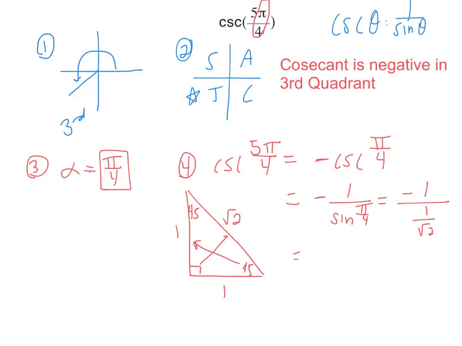So we have negative 1 over the square root of 2, which means this actually becomes negative 1 times the square root of 2 over 1. When we're dividing fractions, we flip the second fraction over to give us a final answer of negative square root of 2. So cosecant of 5 pi over 4 is the same thing as negative cosecant of pi over 4, which is negative square root of 2.